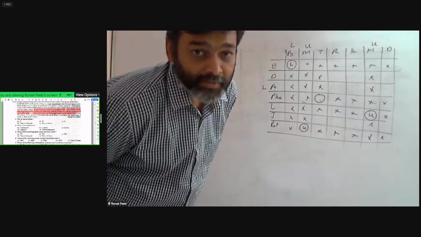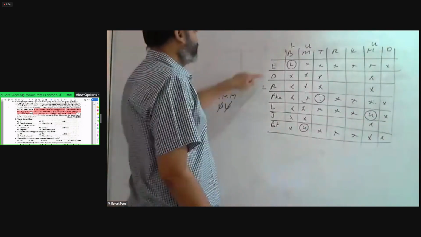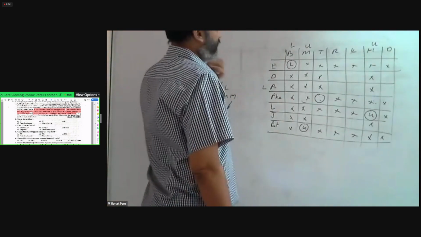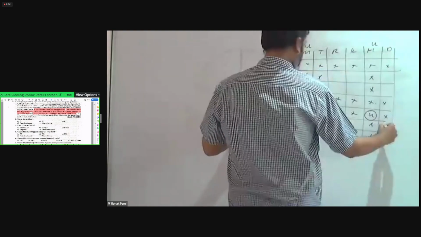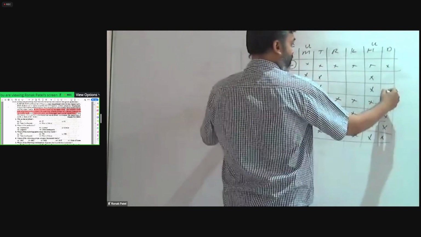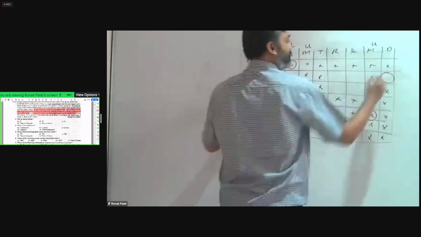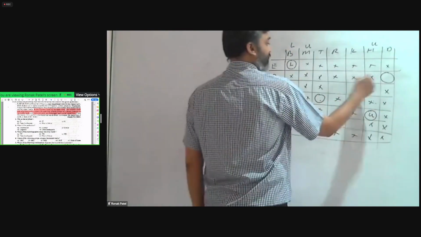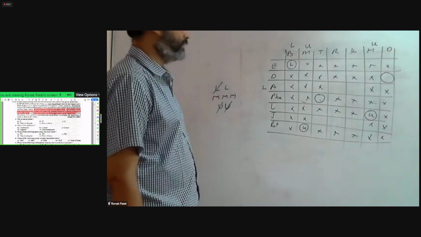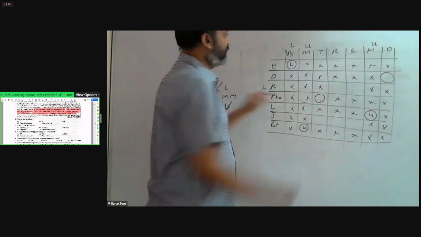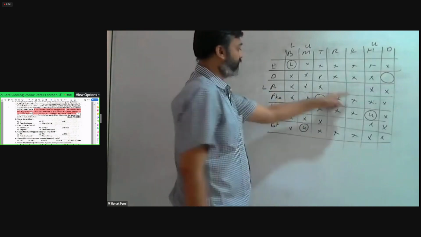D is neither generalist nor architect. So D is not a generalist, and he is not architect. So nobody else can be this one. T cannot be anything else. So these two are still in confusion.